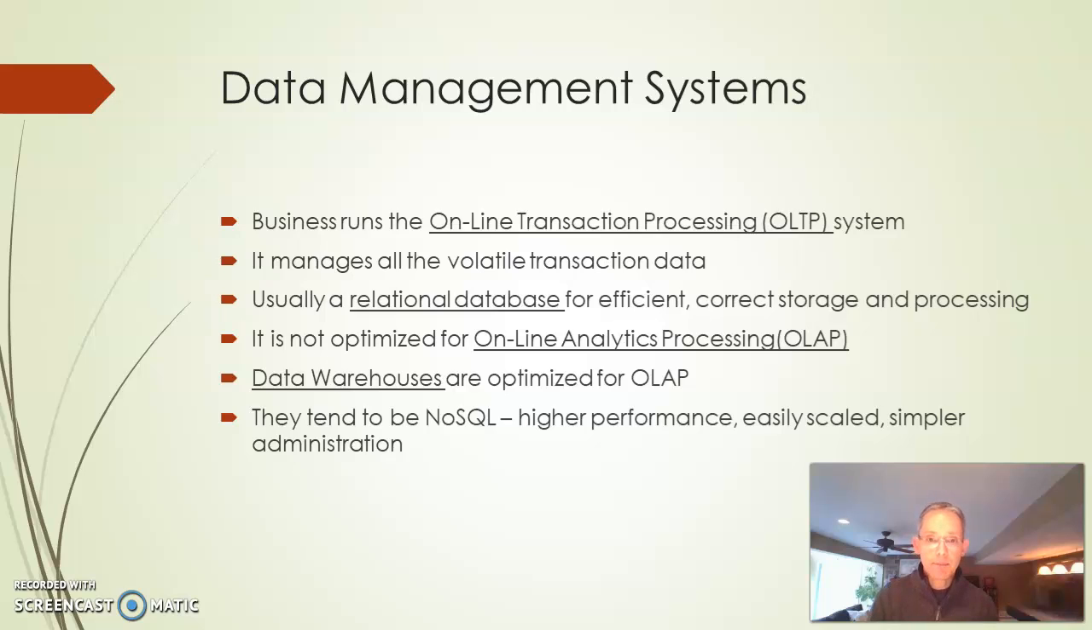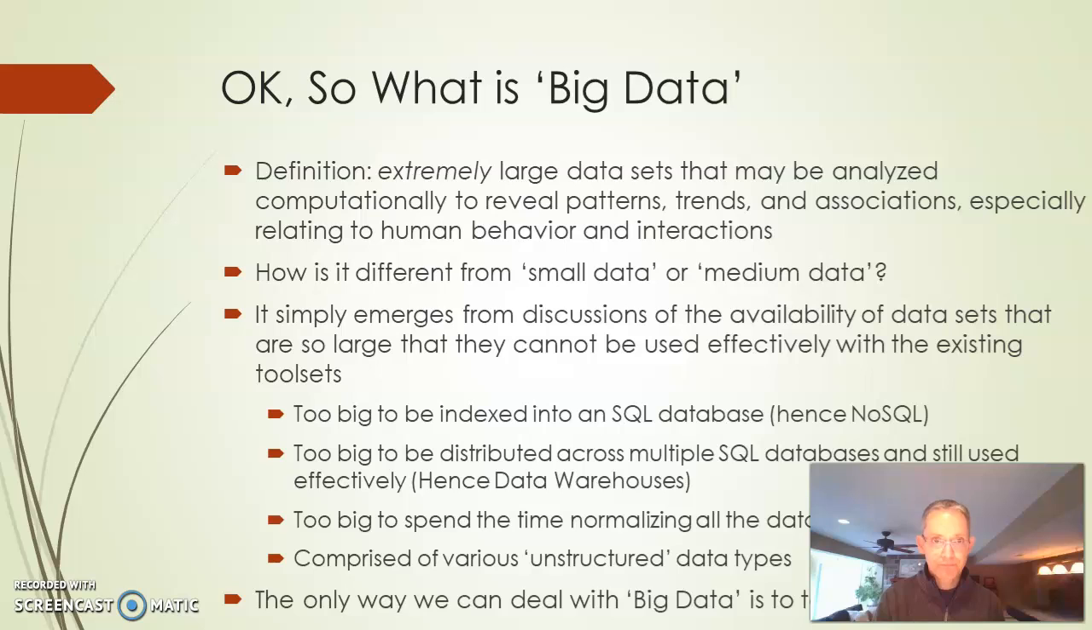It's not optimized for online analytics processing. Your data warehouses are optimized for that. So think about what you need to do when you're doing a big data search, questions about broad topics, as opposed to getting a credit card number and executing on it. That's the difference between your OLTP and your OLAP.